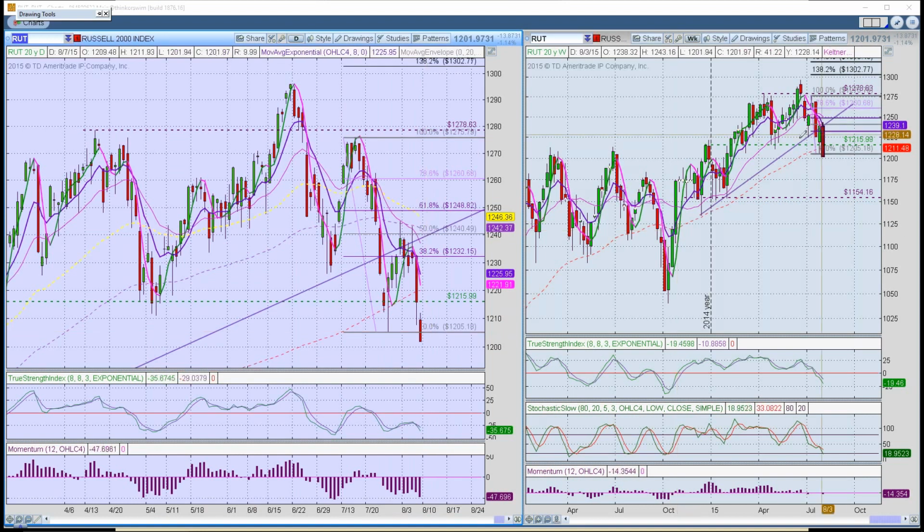Just no indication of where it's going to bounce. I mean, it has now broken through this level, and again, there's a level of support about 1188, and we shall see what happens moving into next week.